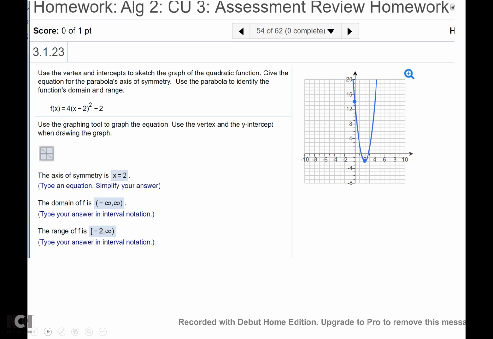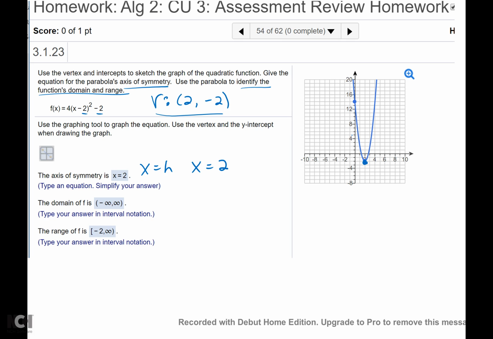Okay, use the vertex and intercepts to sketch the graph of the quadratic function. Give the equation for the parabola's axis of symmetry. Use the parabola to identify the function's domain and range. Alright, well, my vertex here would be (h, k), so that's going to be (2, negative 2). The axis of symmetry is x equals h, which is going to be x equals 2. If I go to plot this, I'm going to drop the parabola and move the vertex to (2, negative 2), and then you need one other point. You can find intercepts.